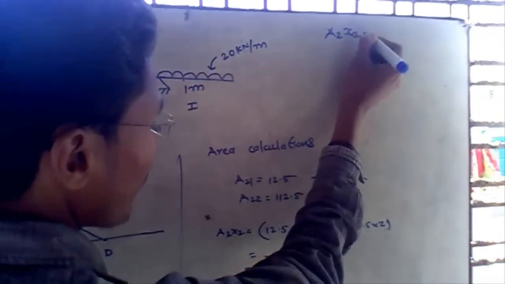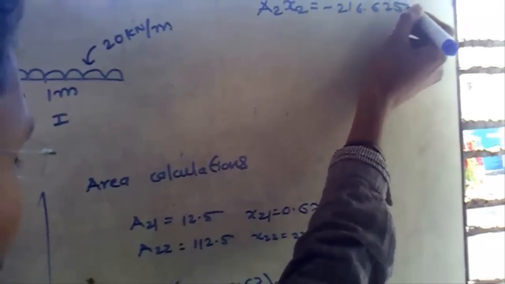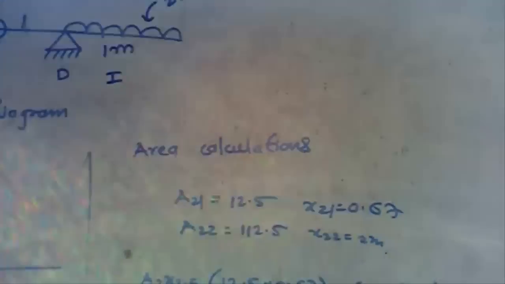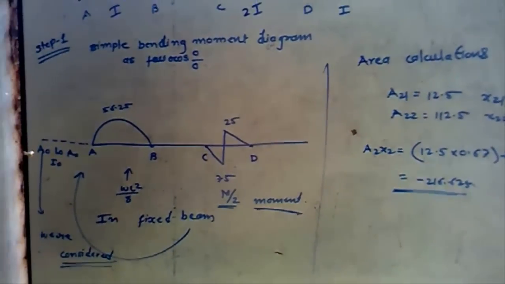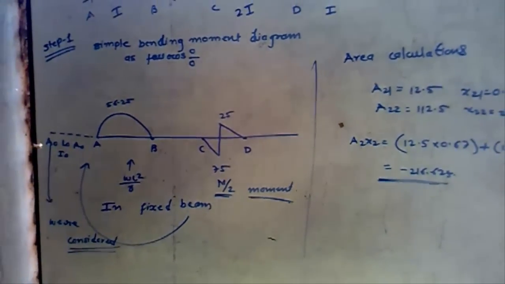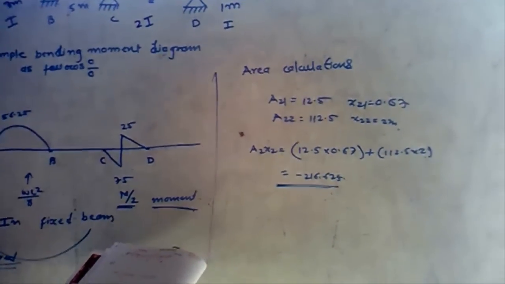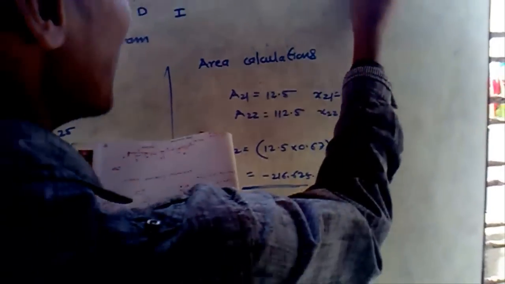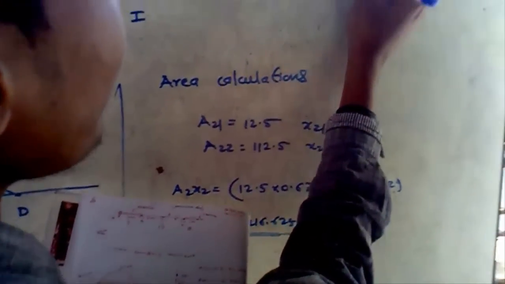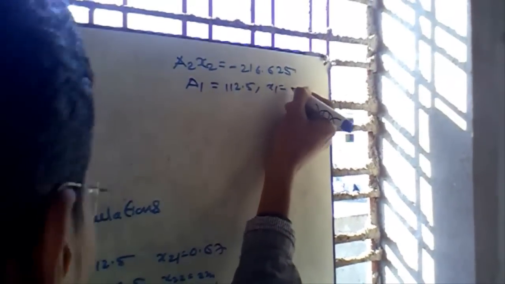Here I have written all the values: minus 216.625. Okay, now A1 is 112.5 and x1 is 1.5.